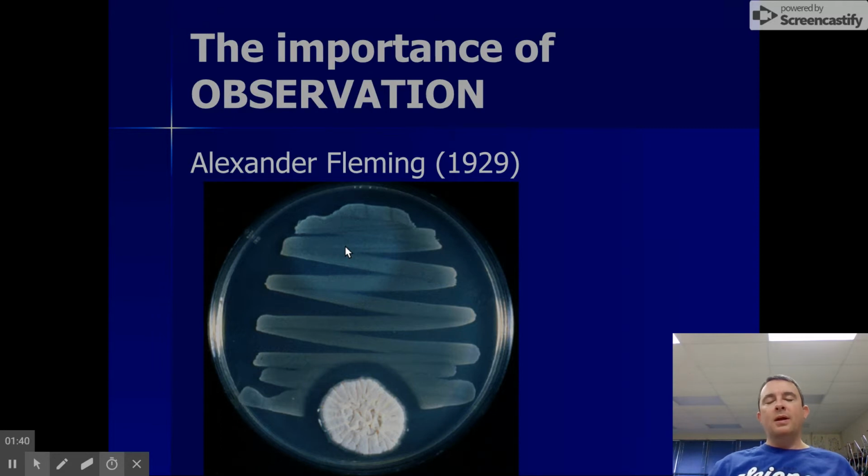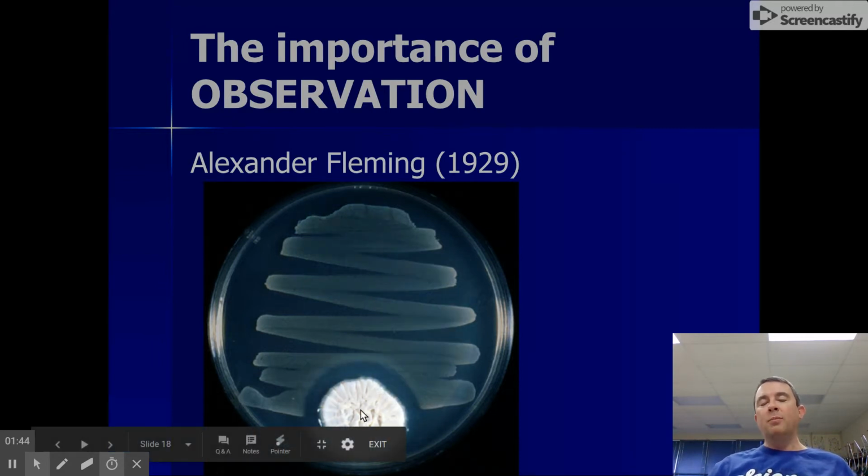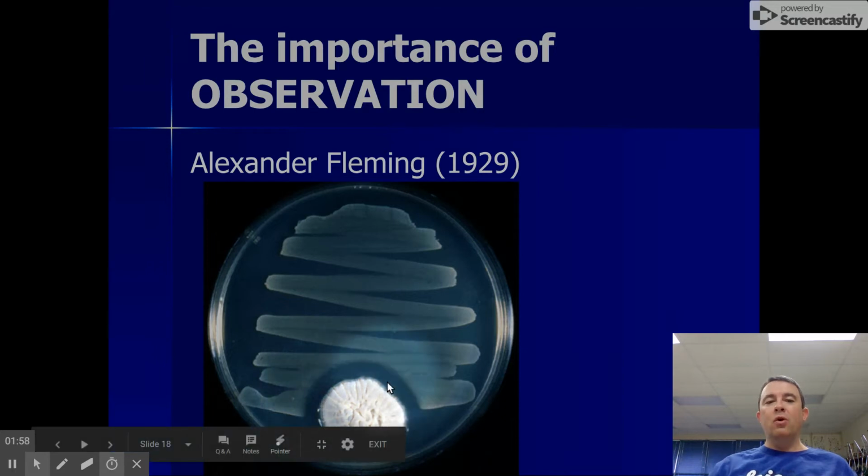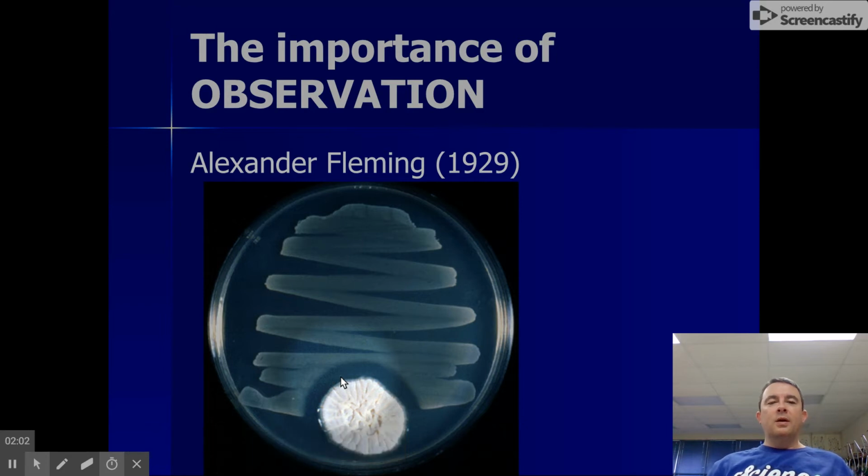And anyway, he noticed that whenever mold was growing on the Petri dish, there was always a zone, an area around the mold where bacteria did not grow. It was an observation. The bacteria does not grow anywhere near the mold. And that observation caused Fleming to start asking some questions. And that's what we do as scientists. We get curious. Well, why does it happen that way?